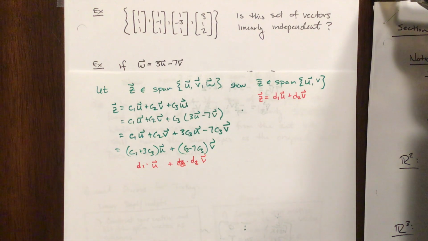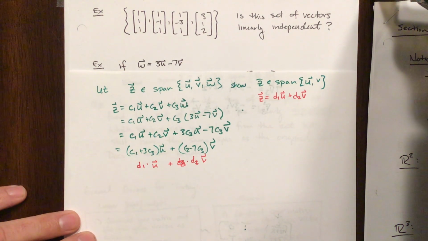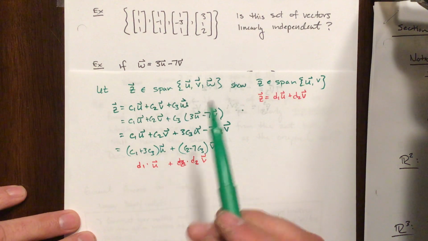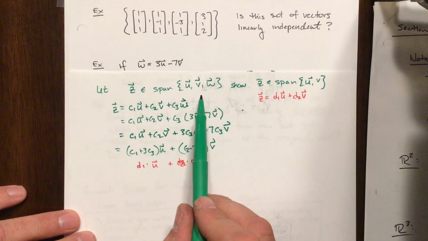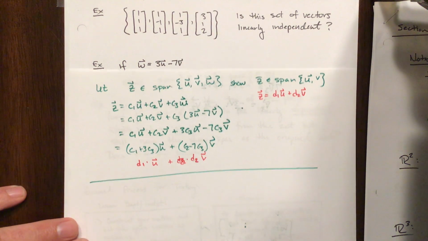I'd be of the form D1U plus D2V, which means that Z is really in the span of U and V. So that's half the battle. I've shown that every element in the span of U, V, and W is in the span of U and V. Now I have to do the other half.